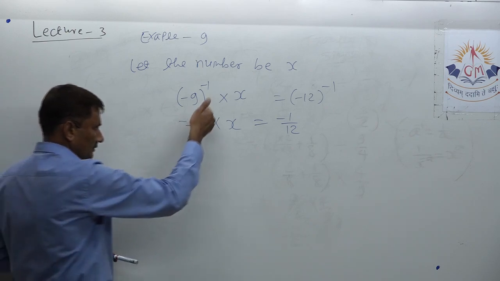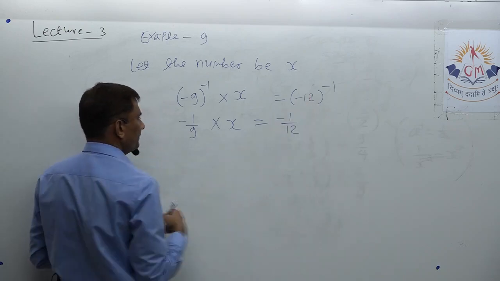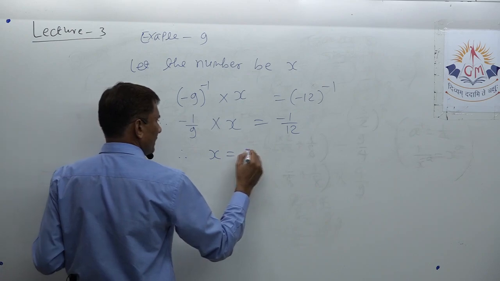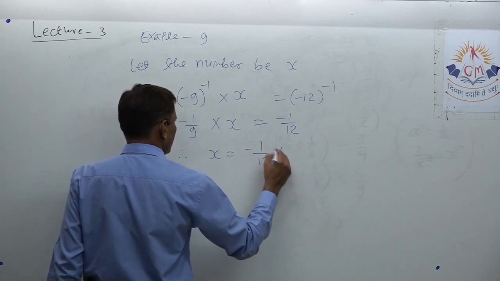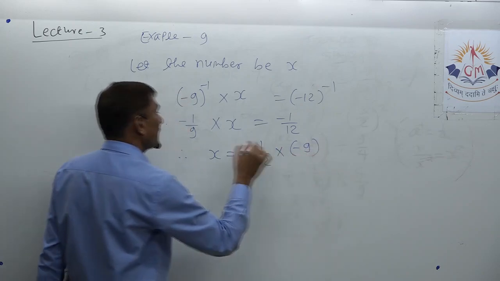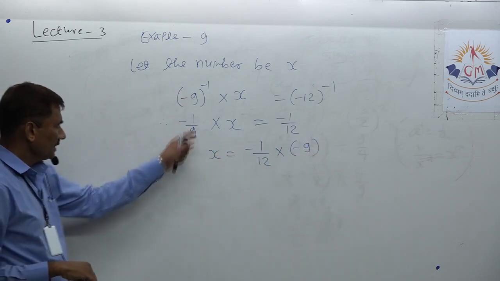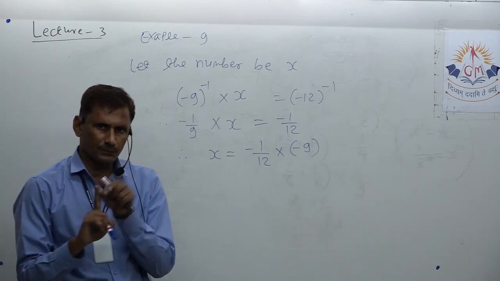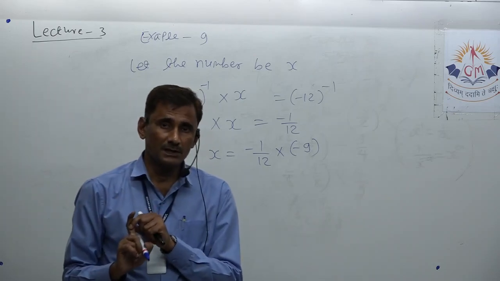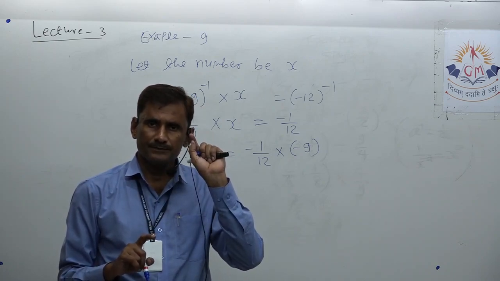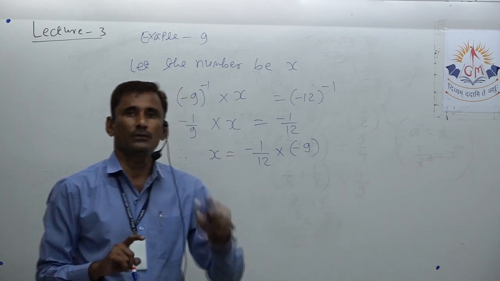Okay, now just shift it there. So x equal to minus 1 by 12 into 9 will be there. So it will be minus 9 upon 1. Okay, but again in denominator and in exponent or in coefficient, no need to write 1.